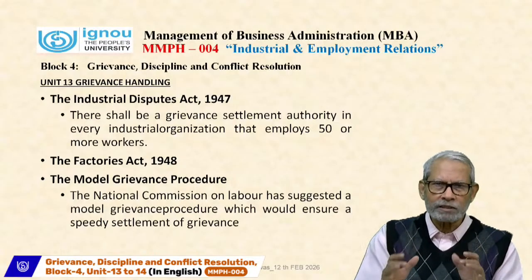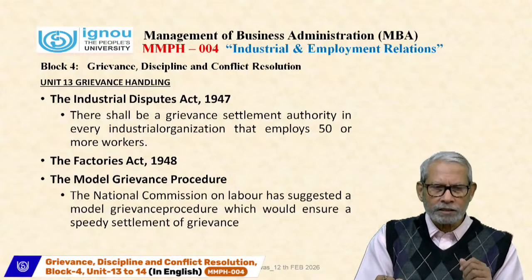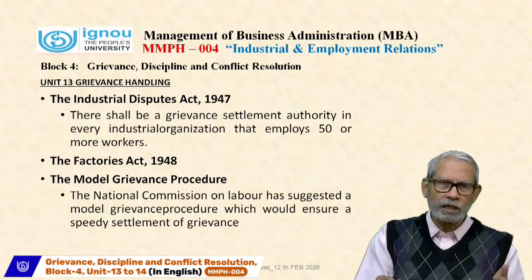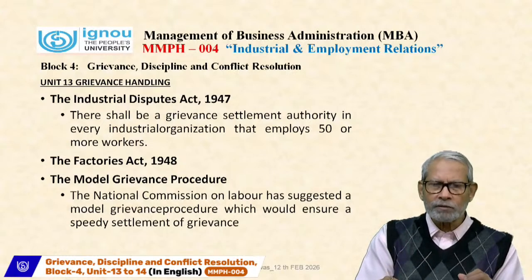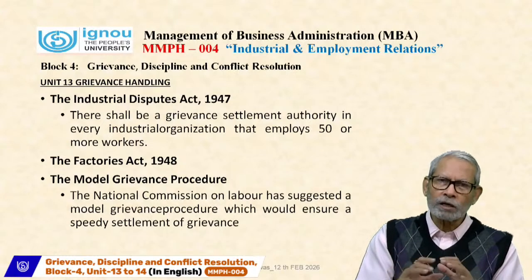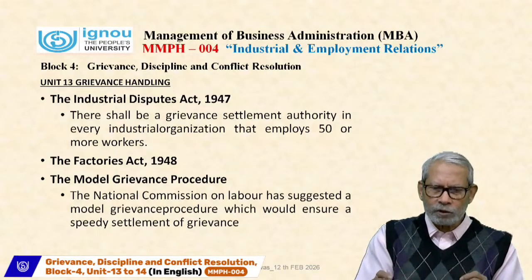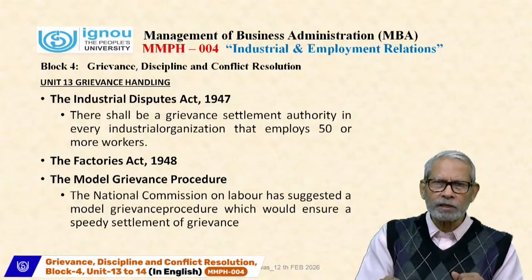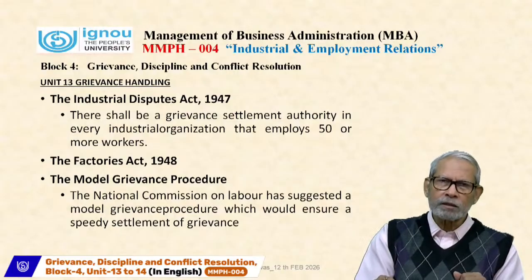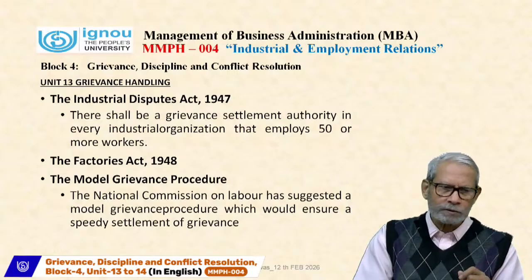I think the grievance cell department should be there. They can handle it. And then the Factory Act is 1948, something has been written there. Then, on the model grievance procedure, the National Commission on Labour has suggested a model grievance procedure which would ensure a speedy settlement of grievances. If any grievances come, the committee can decide, so that you can solve all the problems very speedily.